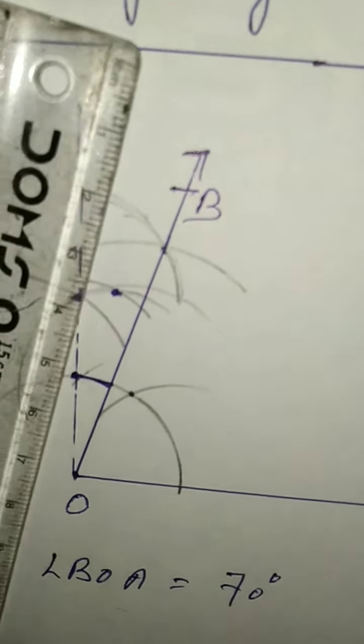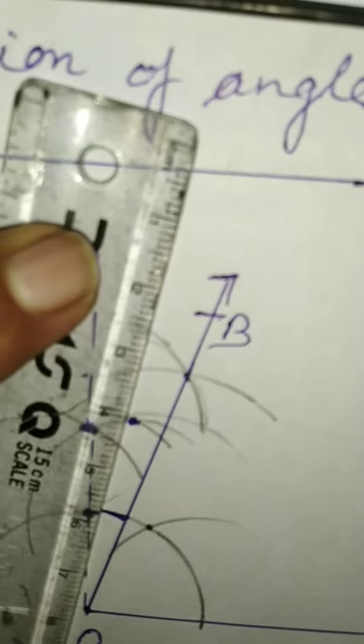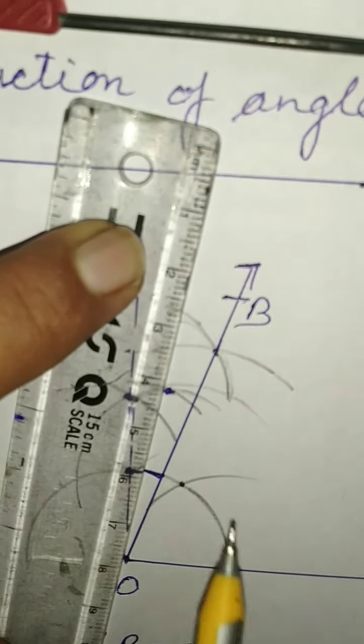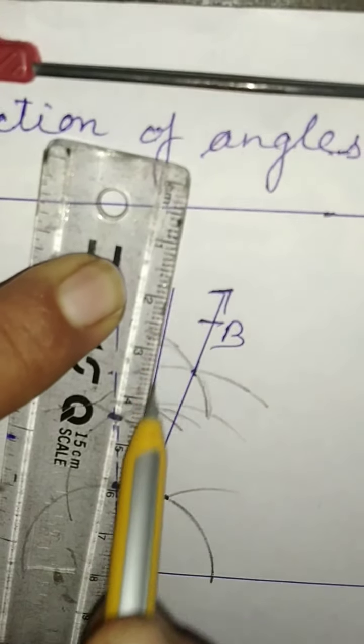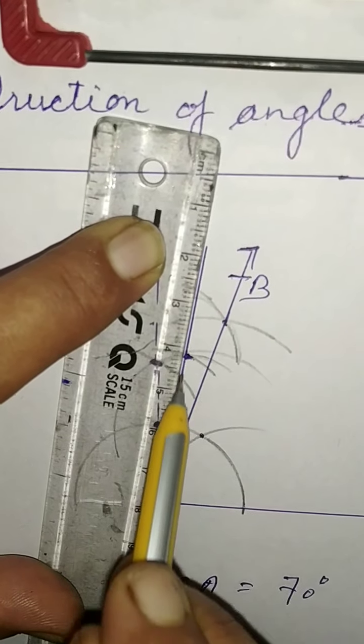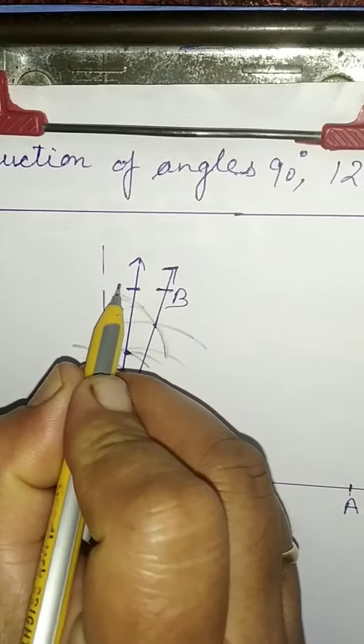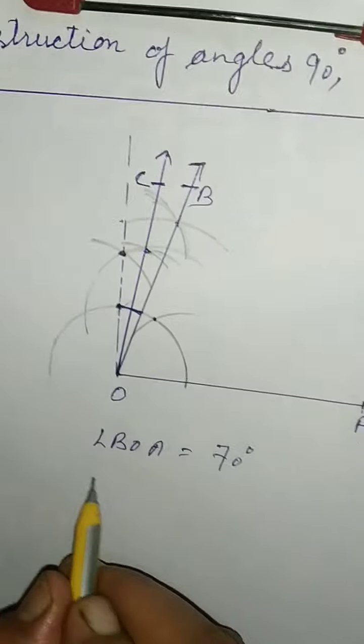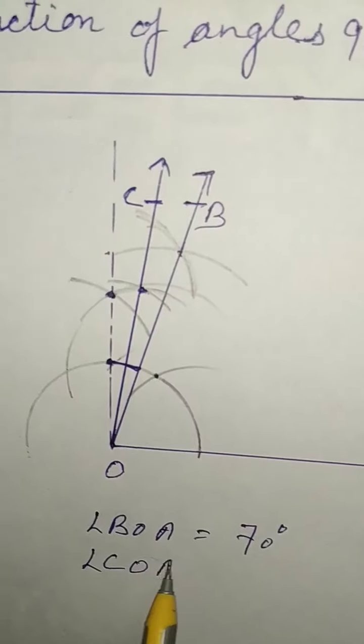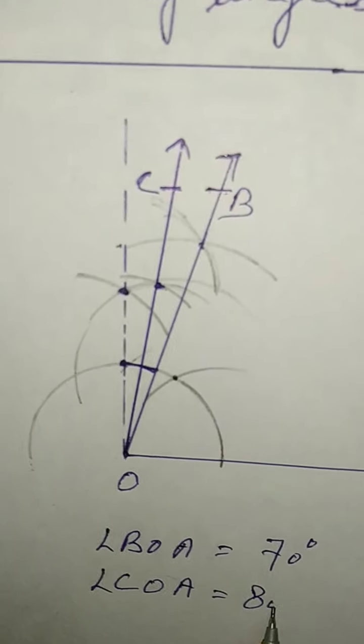Now I am producing a ray joining this intersecting point. This will be of 80 degrees. This point, producing a ray, this is of 80 degrees, take it as C. So angle COA will be of 80 degrees.